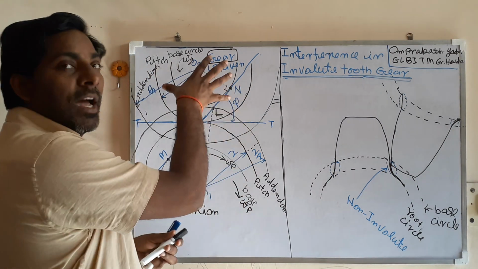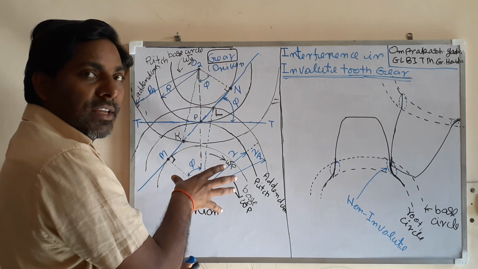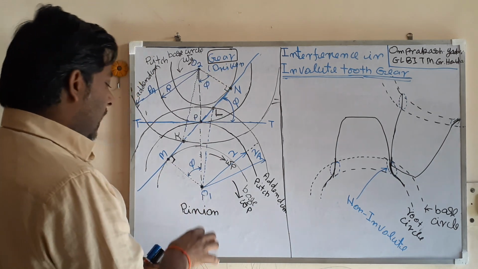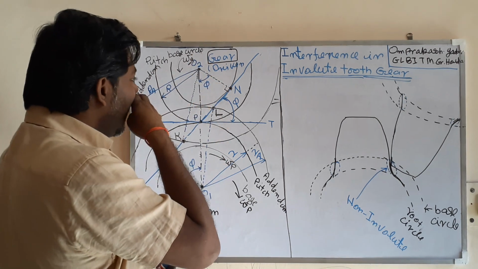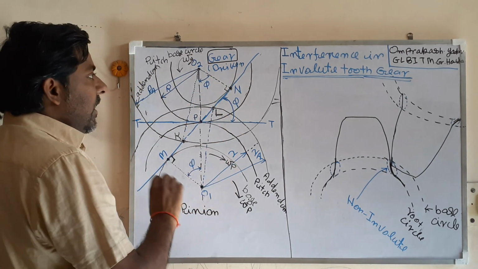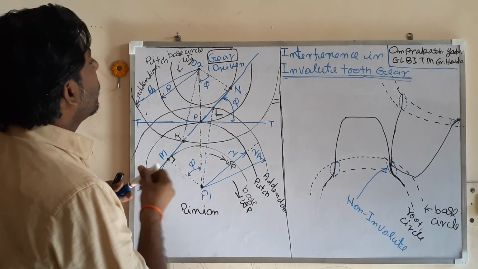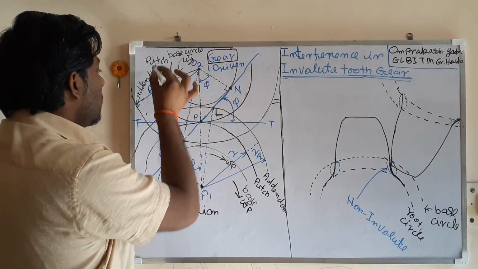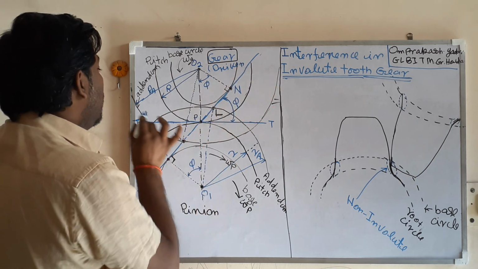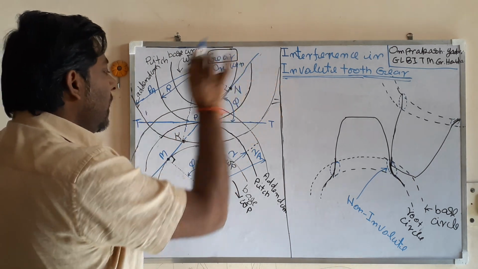So at the top, I am taking the gear. At the bottom, I am taking the pinion. I have taken this pinion as the driver and this gear as the driven. I have drawn three circles for each. So this is the gear. This is the base circle of the gear. This is the pitch circle of the gear, and this is the addendum circle of the gear.